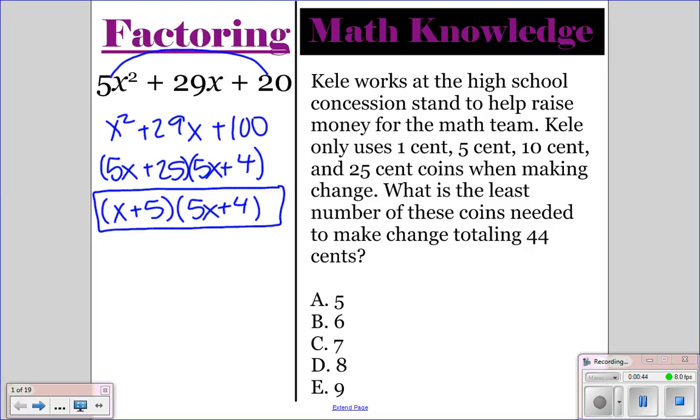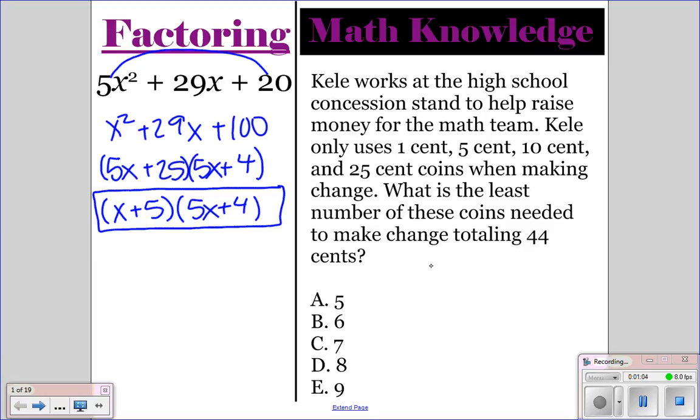For the math knowledge question, we have someone that works at the high school concession stand raising money for the math team. You can only use 1 cent, 5 cent, 10 cent, and 25 cent coins when making change. What is the least number of these coins needed to make the change totaling 44 cents?